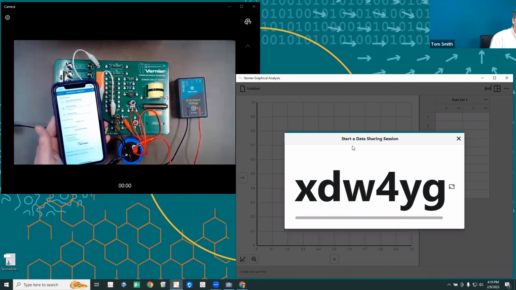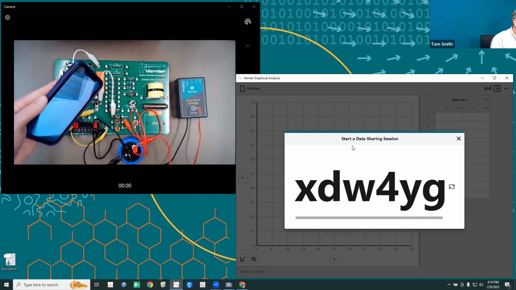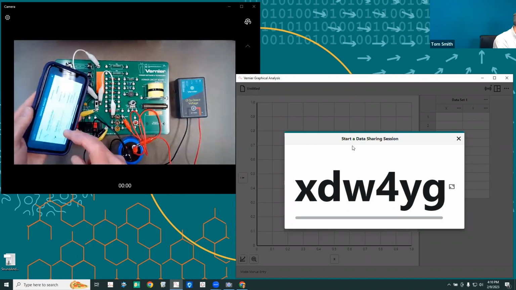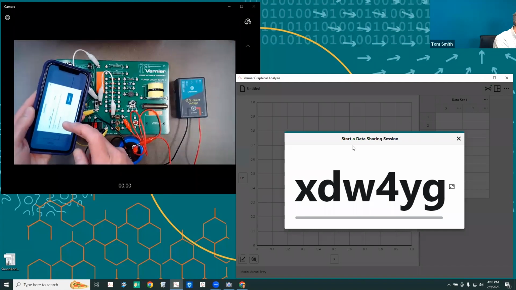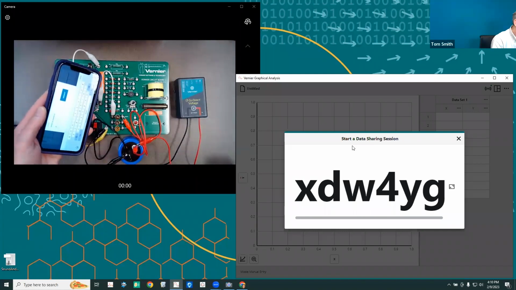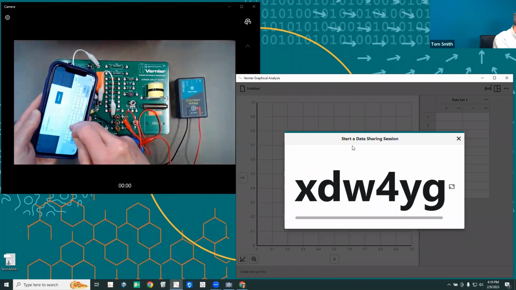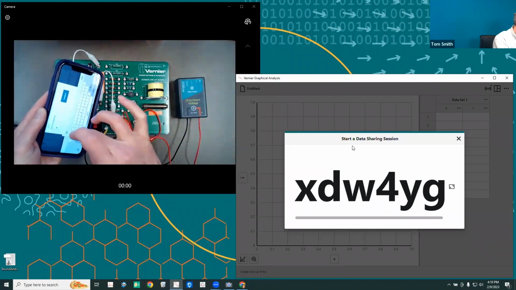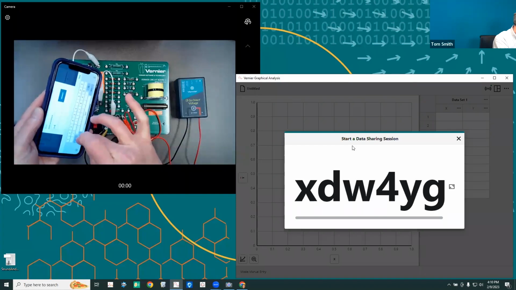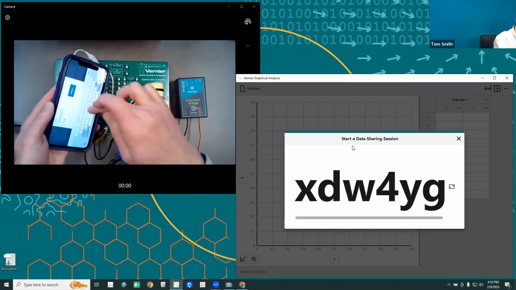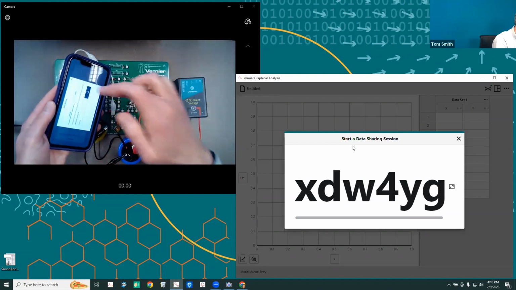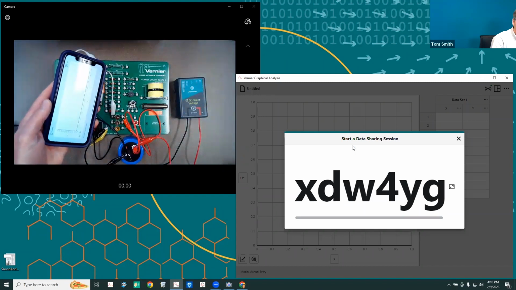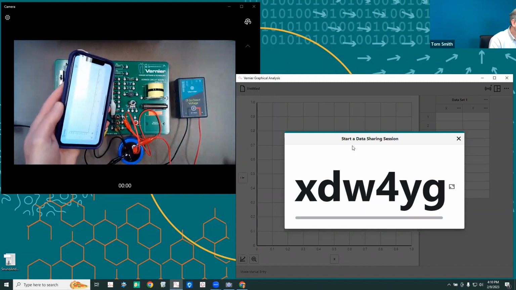So I have Graphical Analysis pulled up on my phone. I'm going to choose data sharing, not sensor data collection, but data sharing. And in this section right here, I'm just going to enter that code that shows up there. So it's XDW YG. Hit connect. And I get an X and Y graph, just like I have on the computer there.